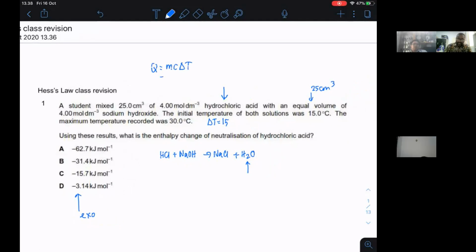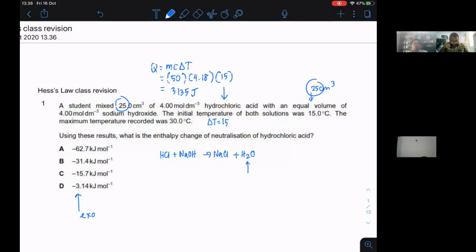So the M, Yvonne, can you tell me what is the M that I will use? 50. We will add the 25 and 25. So 50 gram. The C is 4.18. And then the temperature change is going to be 15. Please calculate for me. Double check, this one is supposed to be in joules.